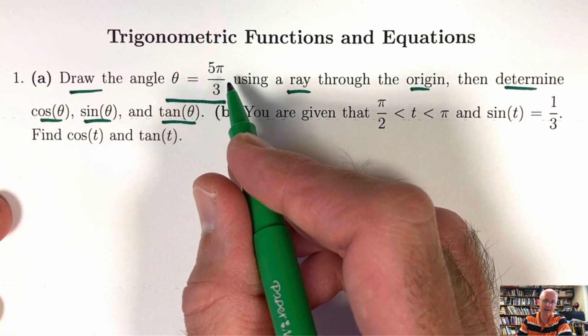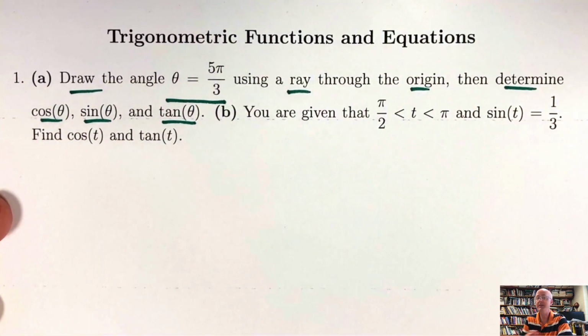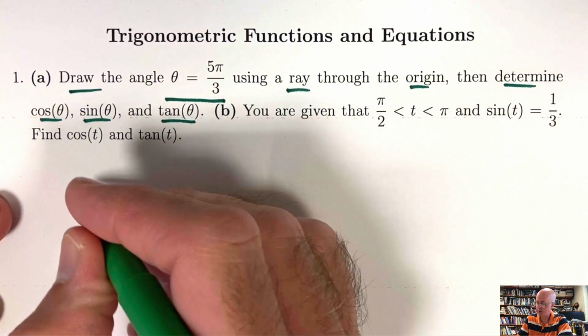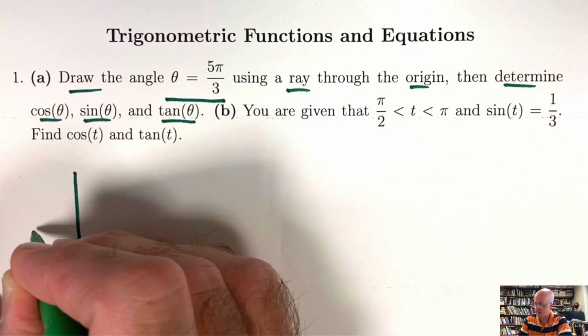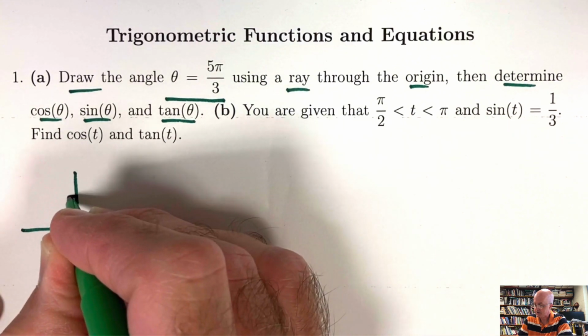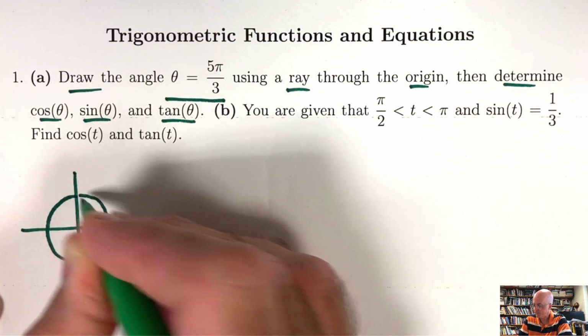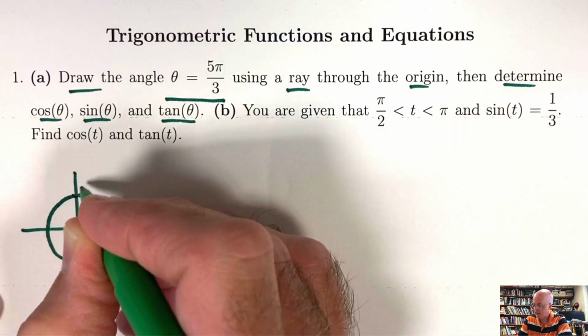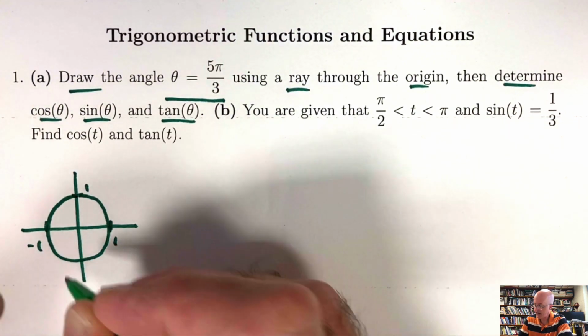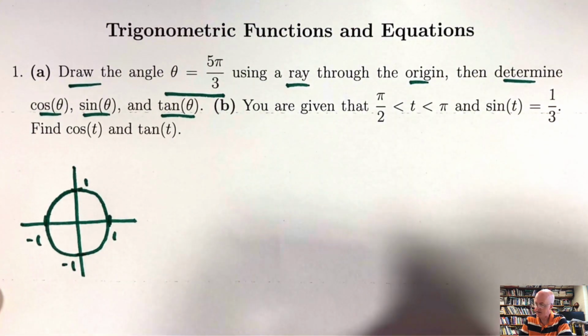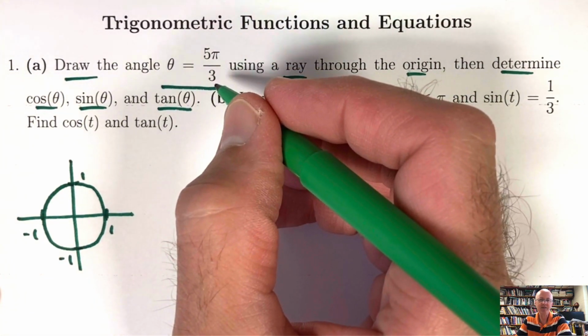Now, one big hint is this involves pi, but even if it did not involve pi, you'd want to assume it's in radians unless said otherwise. Okay, so let's go ahead and draw the unit circle. This is the circle of radius 1, centered at the origin. So this is 1 here, -1 over there, and -1 down here. Angle of 5 pi over 3.